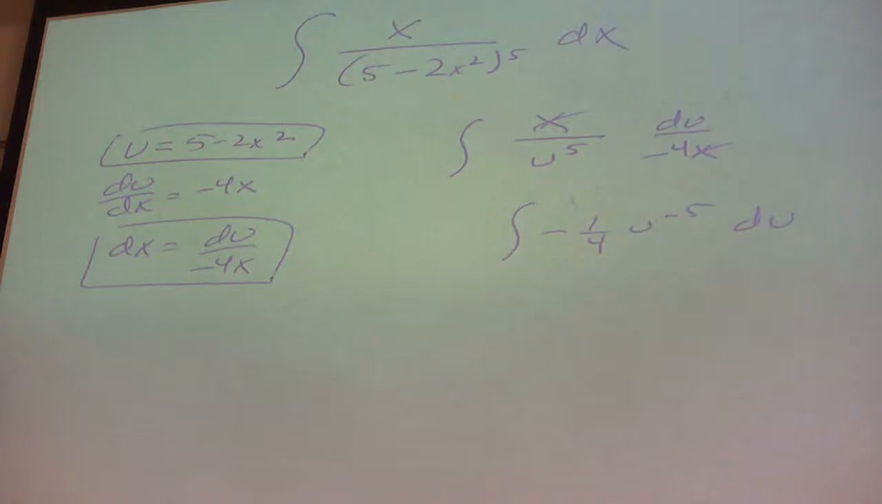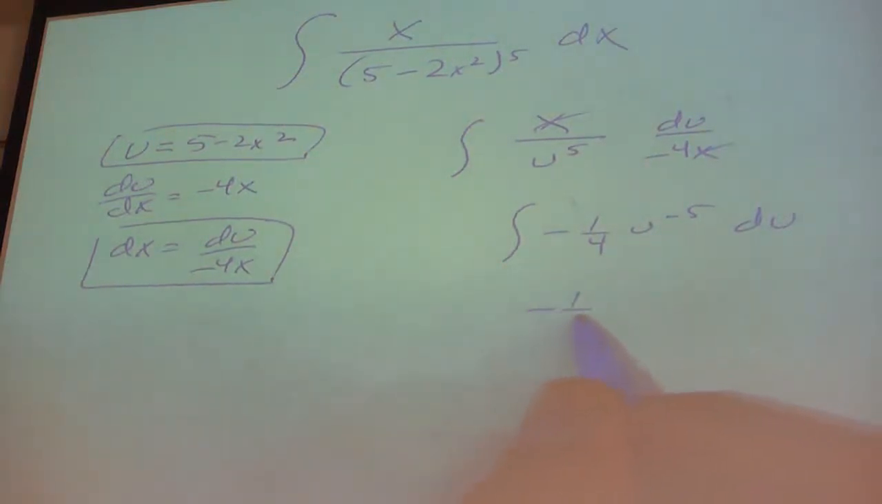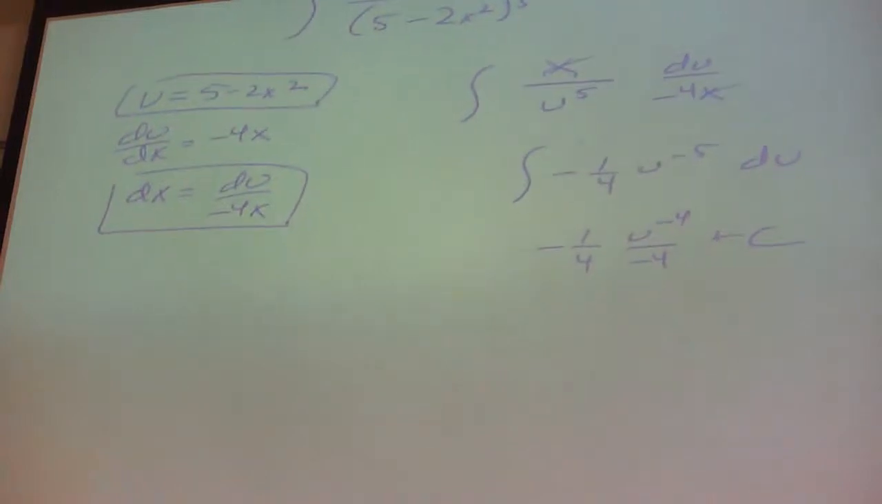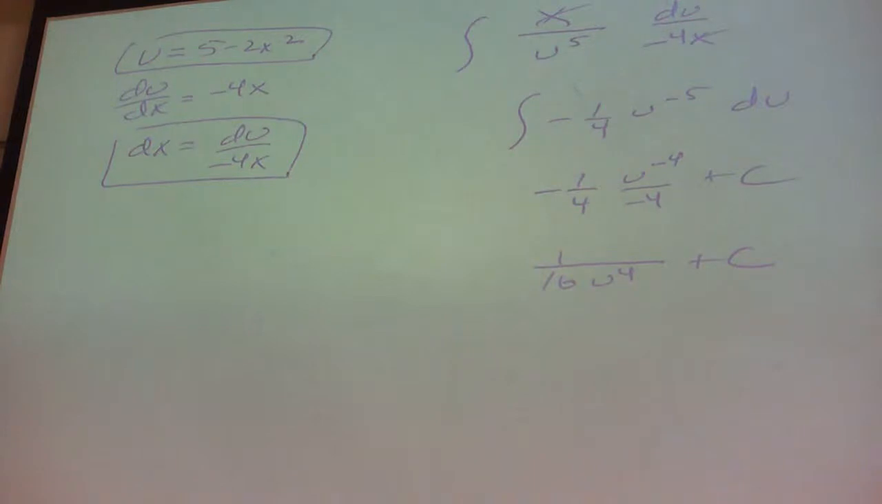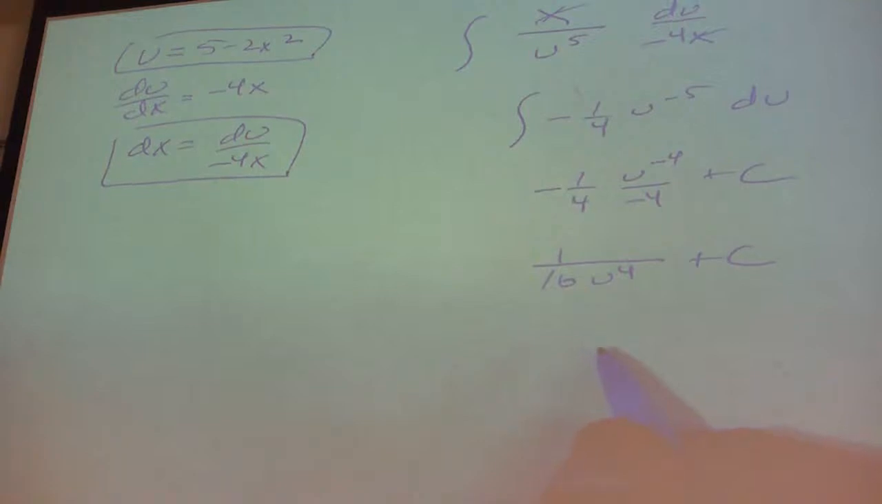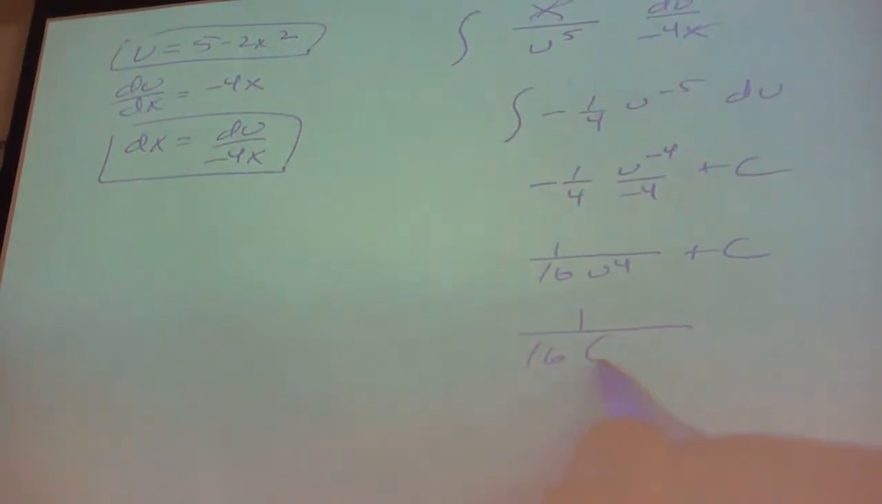Okay? Then, at this point, the negative 1/4 will stay. Be careful, what are you going to get? U to the -4 over -4. Don't forget your plus c. And again, don't let the negatives throw you off. You're going to get positive 1 over 16 u to the 4 plus c. And then to finish it off, 1 over 16 times 5 minus 2x squared, to the 4, plus c.